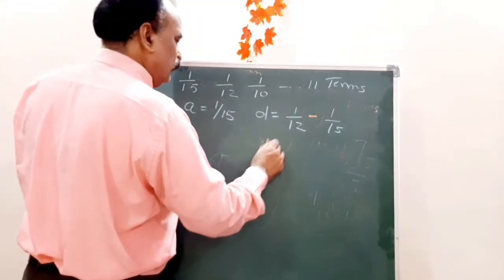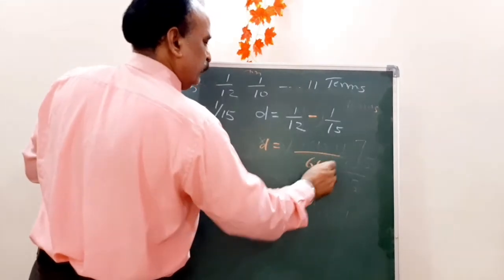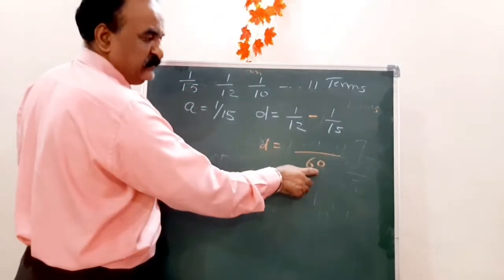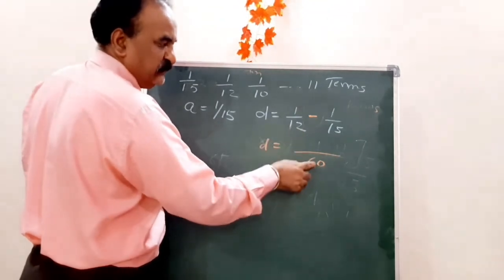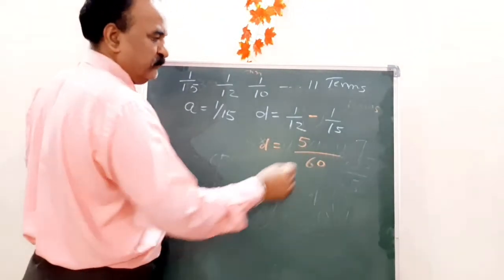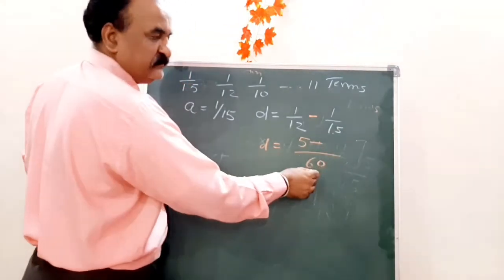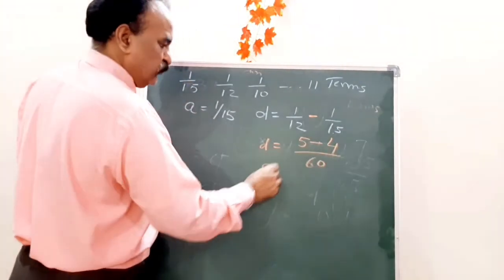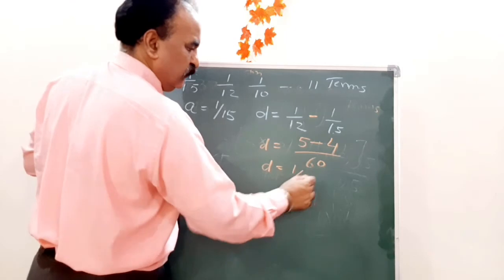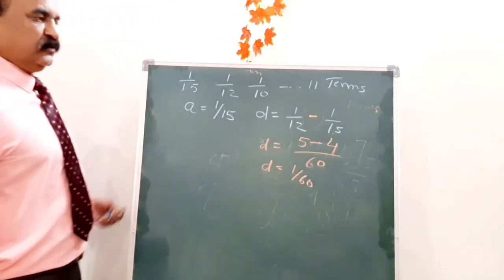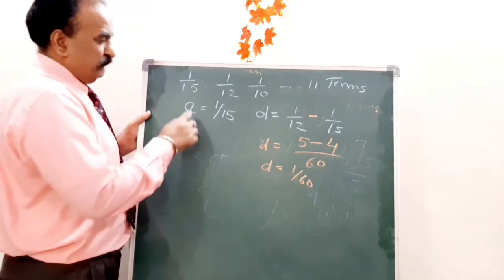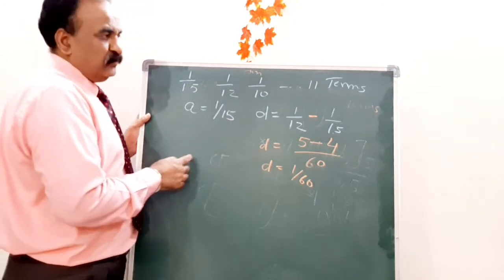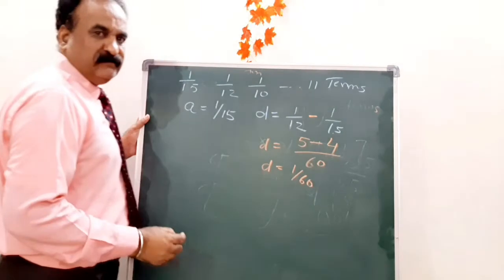So d is equal to 1 by 60. 12 fives are 60, so 5 into 1. This you divide, 60 by 12. 12 fives are 60, 5 ones are 5. Minus 15 fours are 60, 4 ones are 4. The common difference d is equal to 1 by 60. First term a is 1 by 15. Now you have to find the sum of 11 terms. Let us see how.